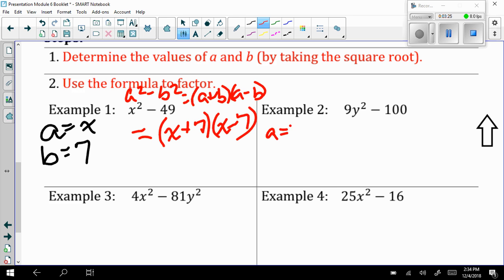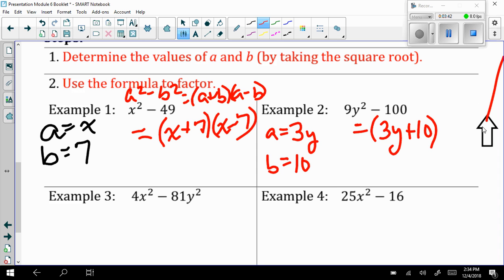My a, square root of 9 is 3. Square root of y squared is y. My b, the square root of 100 is 10. So I'm going to do a plus b and a minus b. I don't put a, I put 3y because that's what my a is equal to. And that's it.